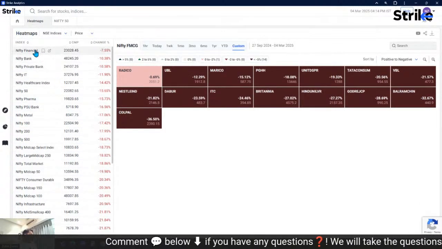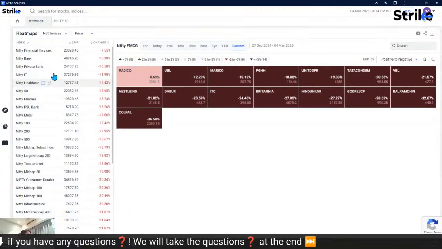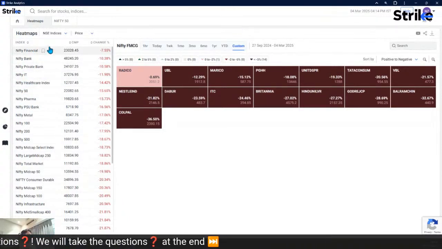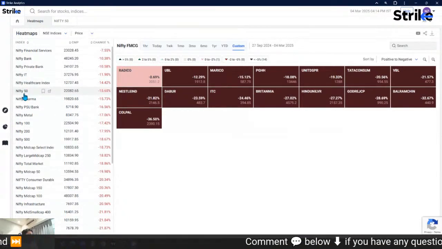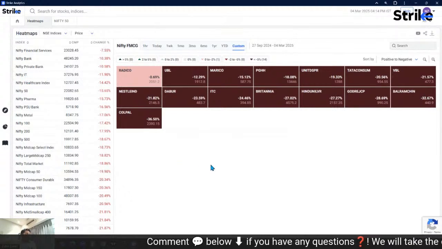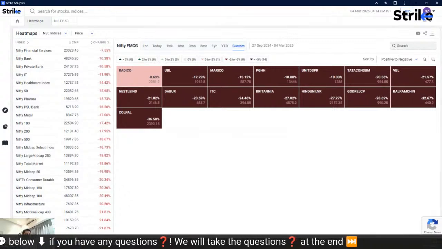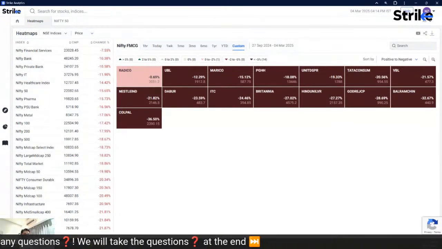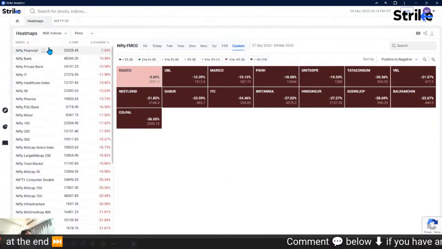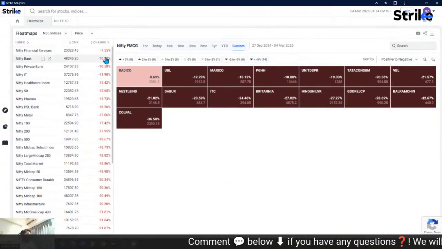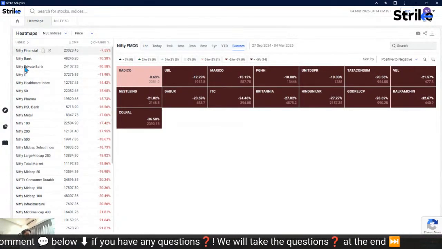And once you do that, we can see that financial services, banking, private banking, IT, and healthcare, these are the five major sectors which have outperformed the benchmark Nifty 50. So when the market fell by around 20%, from 26,000 to almost 22,000, it broke 22,000 today and bounced back a little bit. In this 6,000 point fall, financial services and banking basically fell by around 7 to 10% on an average. So these are the outperformers.